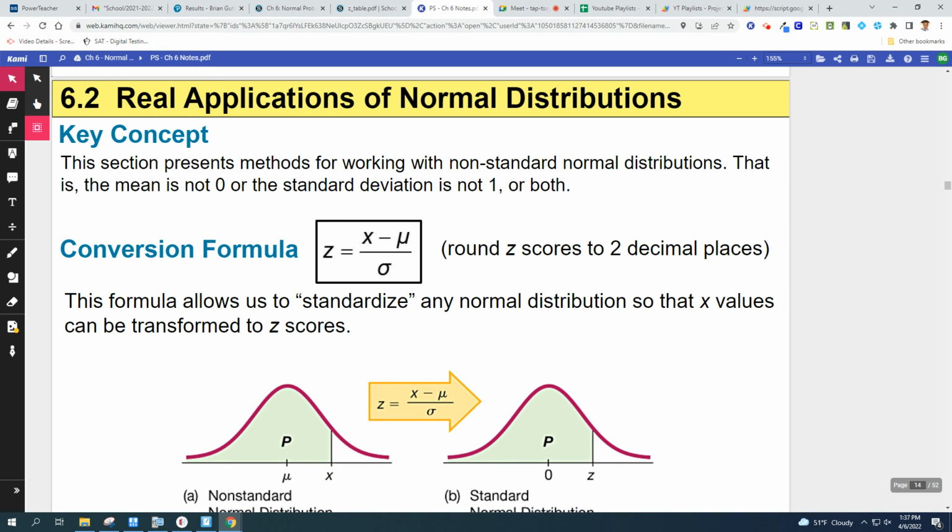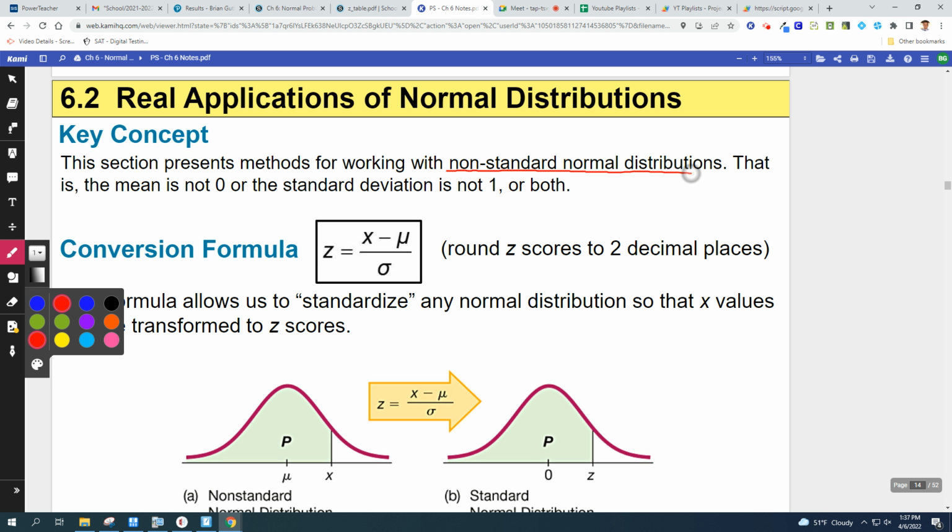6.2, real applications of normal distributions. This section presents methods for working with non-standard normal distributions. So last time we did standard, this time we're doing non-standard. And basically what that means is the mean does not have to be 0 and the standard deviation does not have to be 1. It could be anything.